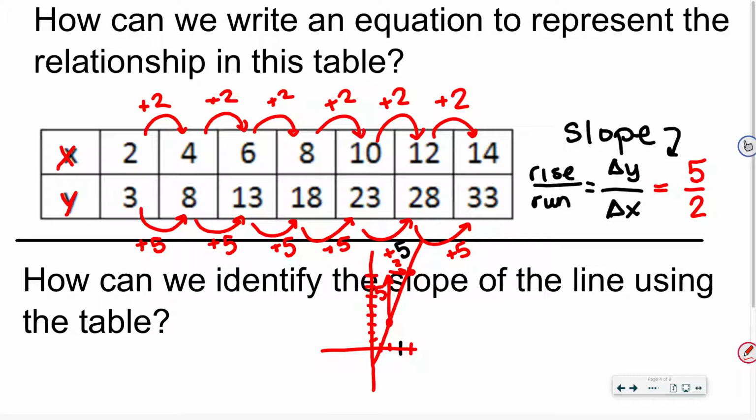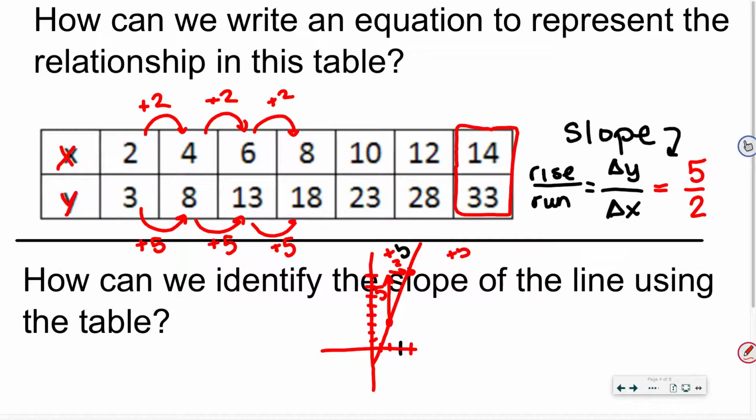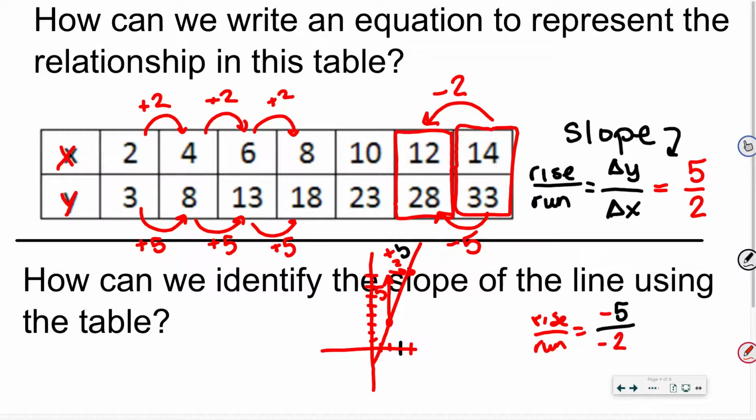And it doesn't matter. A lot of students are like, do you always have to go from left to right? You don't. And I'll use this example. I'm going to erase a few of these here. What if I wanted to go from this coordinate at 14 and 33 to this coordinate at 12 and 28? What's my change here? What's my change in y? From 33 to 28. I'm subtracting 5. And what's my movement for x? Subtracting 2. So my rise over run for that example is -5 over -2. And what do I have if I have a -5 over a -2?